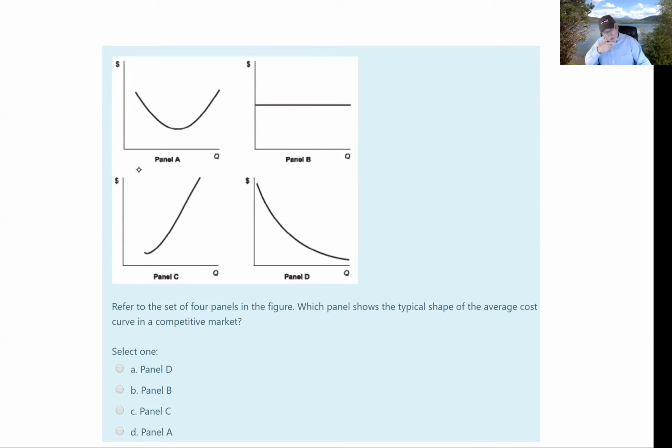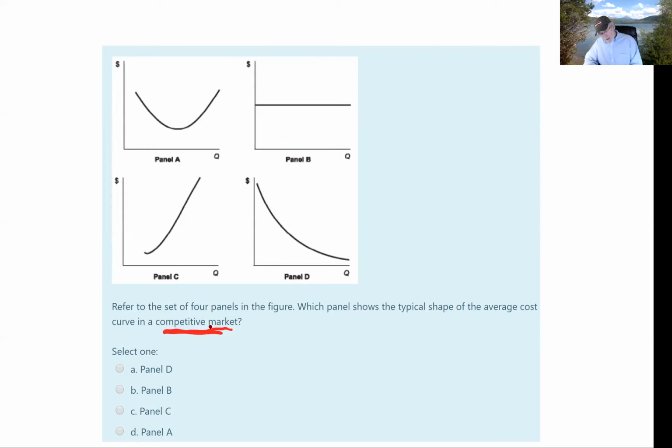And again, as we go through these, notice the process that I use in answering these questions. Look for important words, look for keywords, reread when you need to, think about what the graphs mean, okay? All right, number 1, refer to the set of 4 panels in the figure. Which panel shows the typical shape of the average cost curve in a competitive industry?